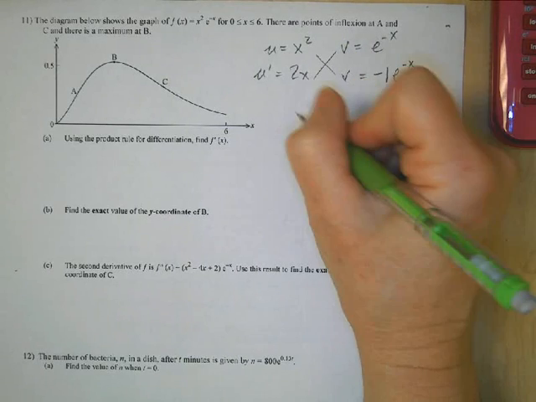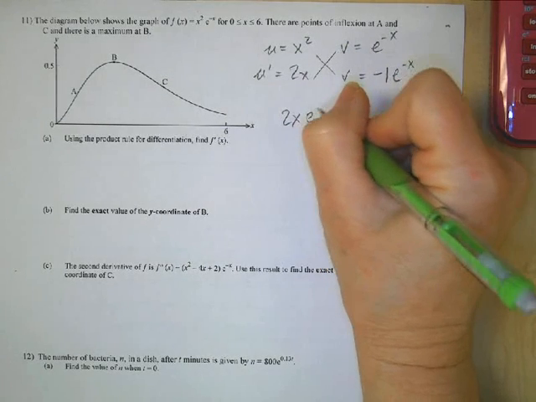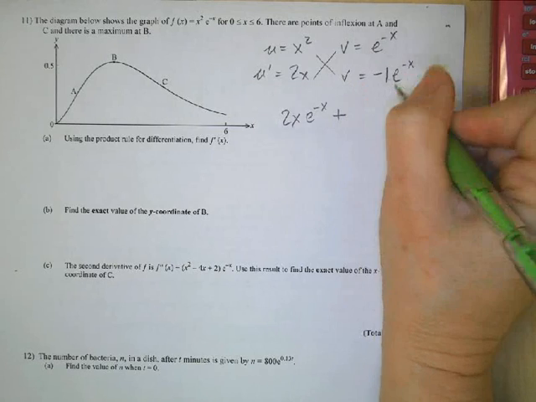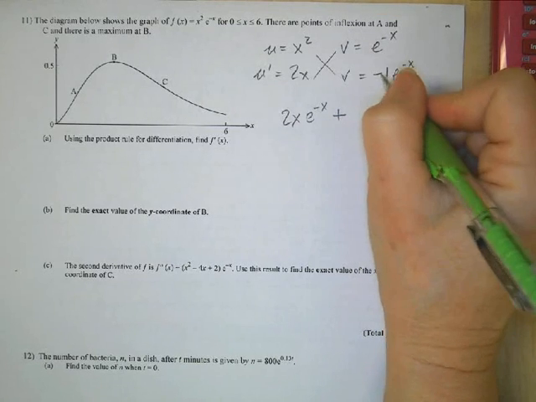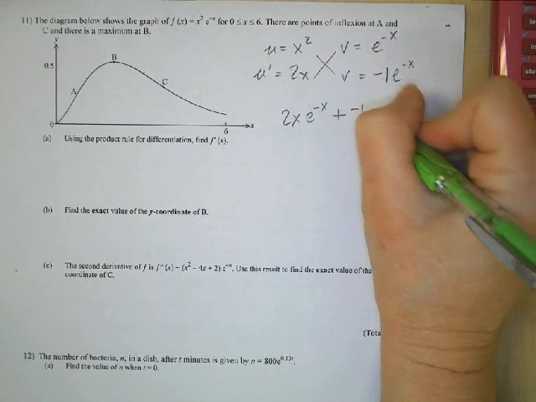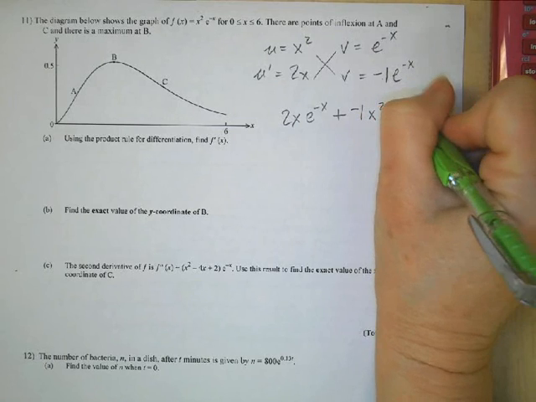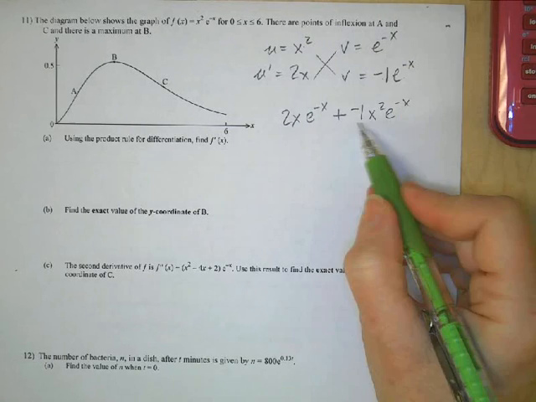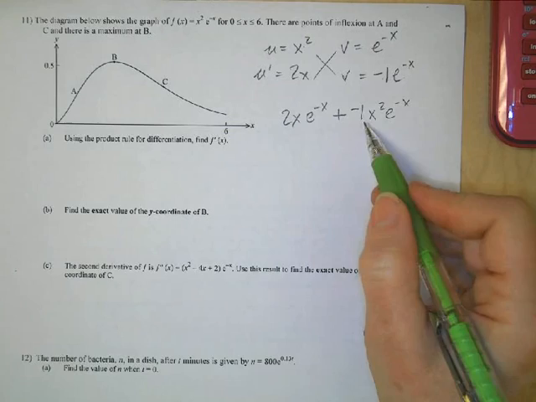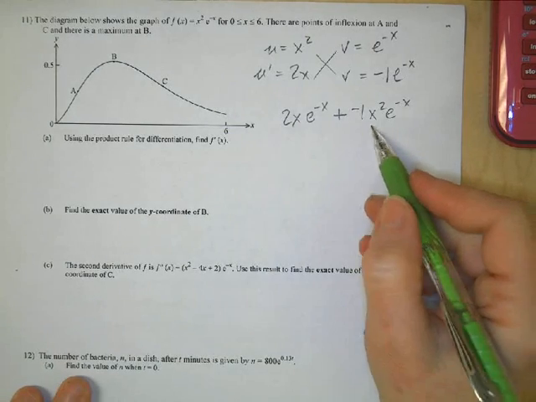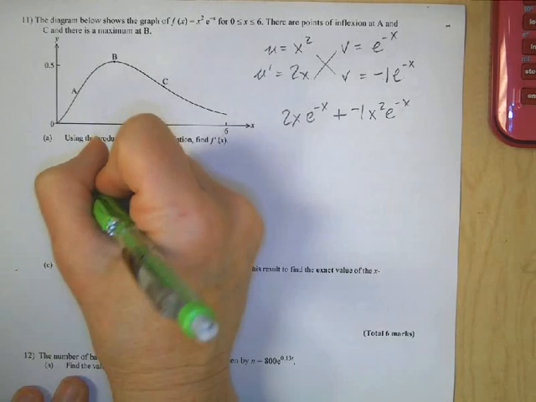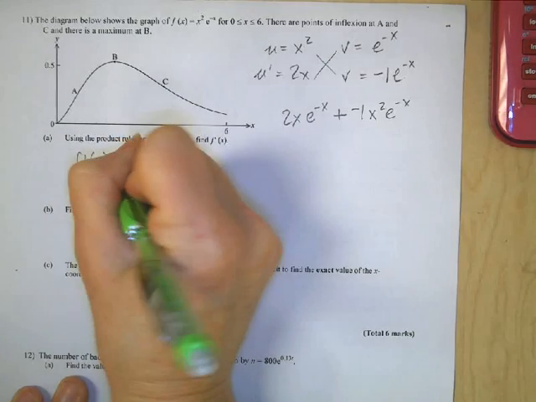So I get 2x times e to the negative x plus, negative 1, I'm going to start with that, negative 1 x squared e to the negative x. So I just multiplied these three things together. I like to start with the coefficient. Okay, so that would be f prime of x is this.